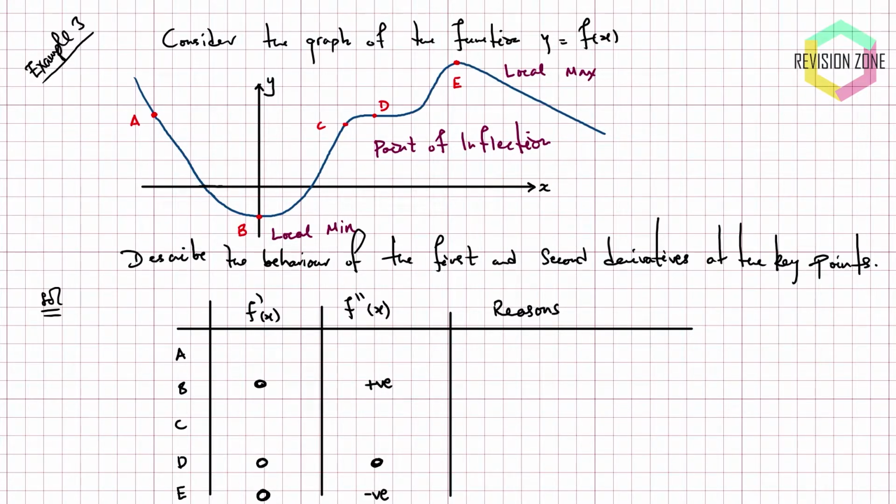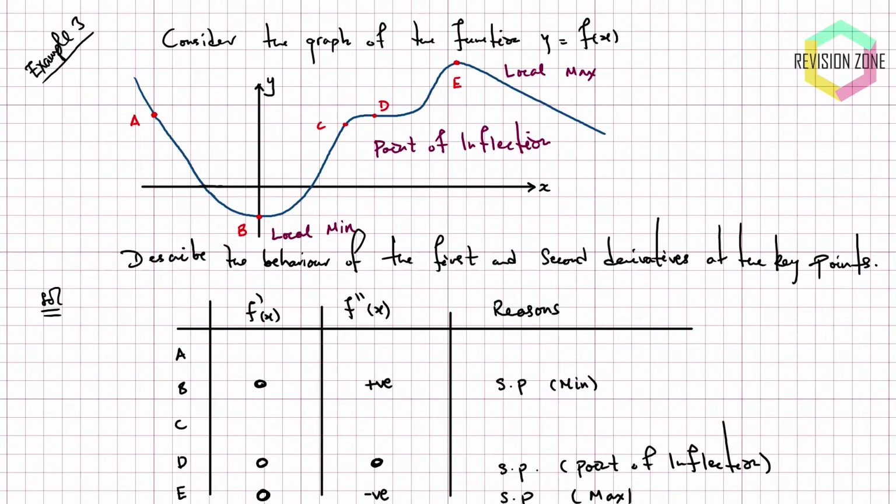So the justification for these choices would be the fact that it's a stationary point and the fact that it's a minimum, the fact that D is a stationary point and the fact that it's a point of inflection, and the fact that E is a stationary point, but it's a maximum. So we're basically left with two points. We're left with A and we're left with C.